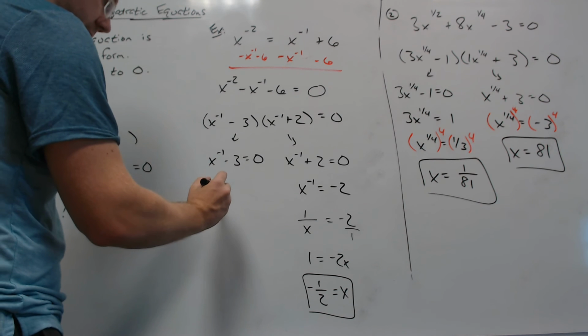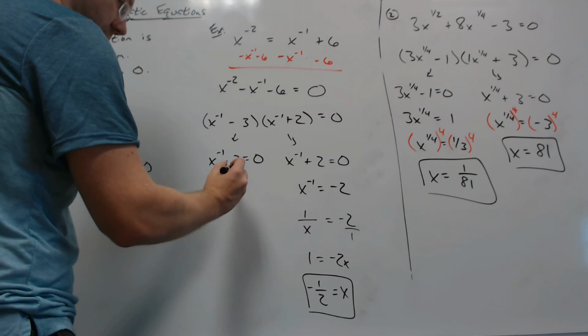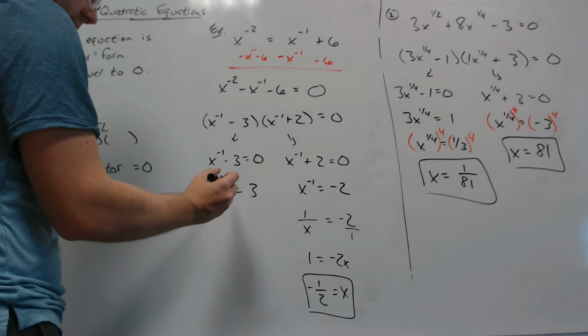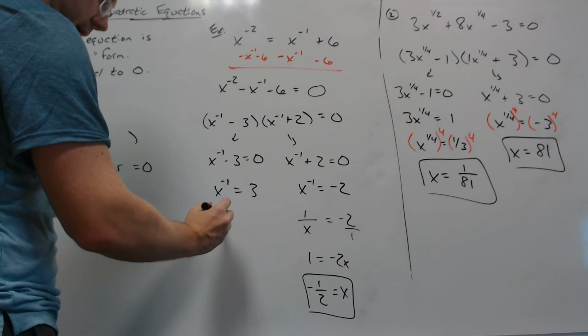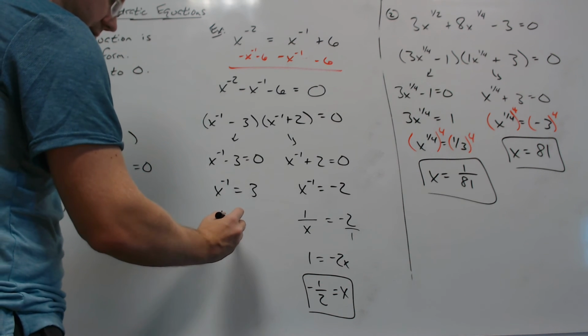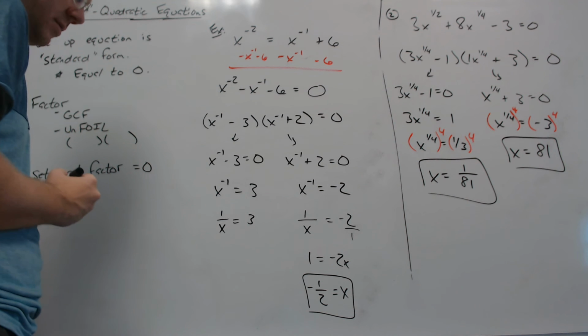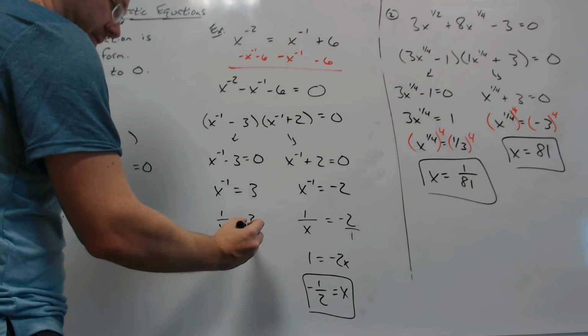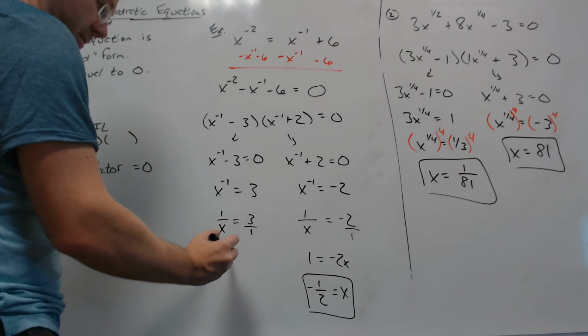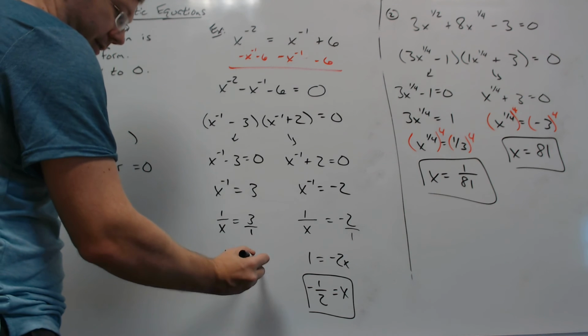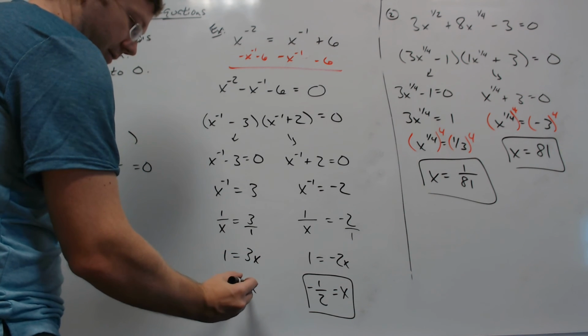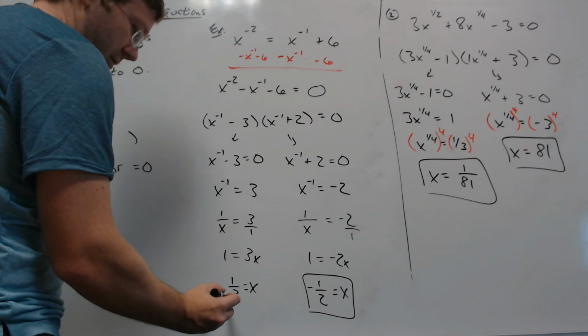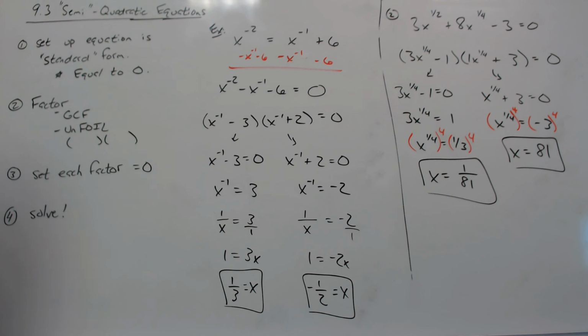Same thing over here, x to the negative 1 equals positive 3. And I really don't like working with that negative exponent, so I'm going to write it as 1 over x. I'm going to think of them both as fractions, so I can cross multiply and get 1 equals 3x. Divide by 3. And get a solution of 1/3.